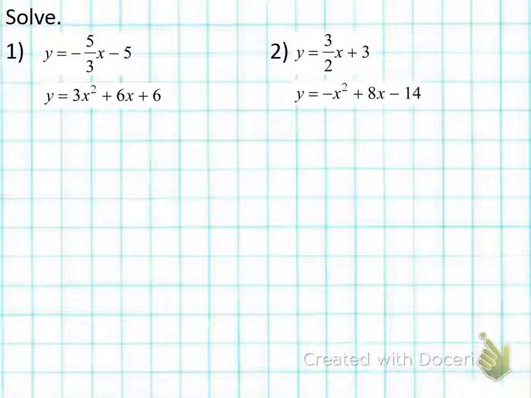Okay, so here's a couple of graphs, okay? Now, I know this looks really scary. I'm going to write this down up here. y equals negative 5/3 x minus 5, and y equals 3x squared plus 6x plus 6, okay? This looks scary, right? What kind of graph is this first one?